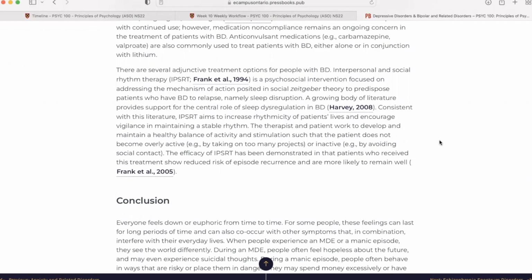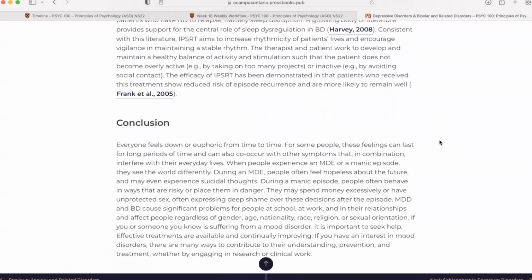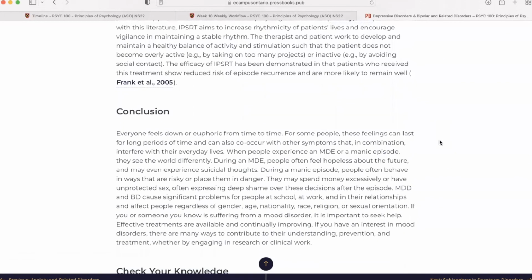The therapist and patient work to develop and maintain a healthy balance of activity and stimulation such that the patient does not become overly active, for example, by taking on too many projects, or inactive, for example, by avoiding social contact. The efficacy of IPSRT, which is interpersonal and social rhythm therapy, has been demonstrated in that patients who received this treatment show reduced risk of episode recurrence and are more likely to remain well.